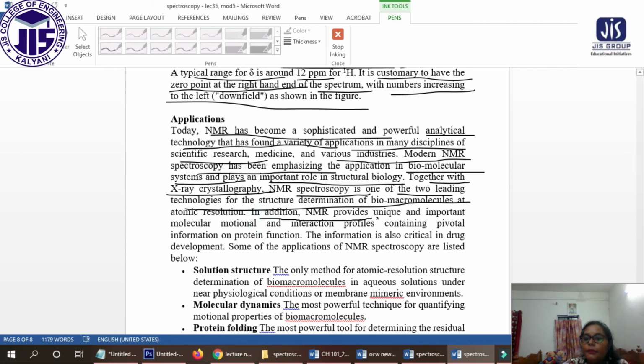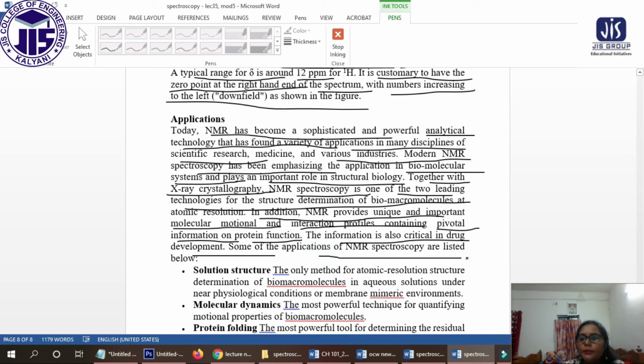In addition, NMR provides unique and important molecular, motional and interaction profiles containing pivotal information on protein function. The information is also critical in drug development. For the synthesizing of drug molecules, this NMR technique is also very useful for determining the structures, and ensuring the structures. For this we are using NMR spectroscopy.